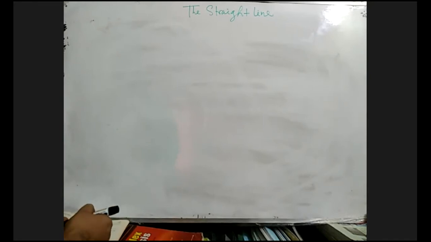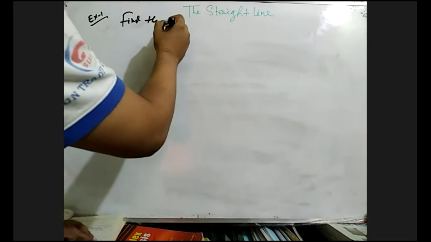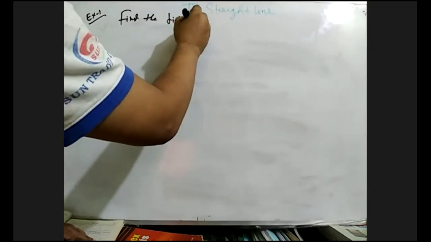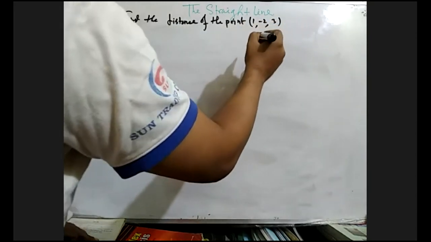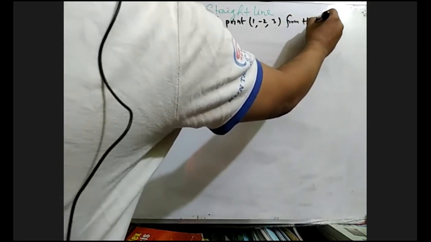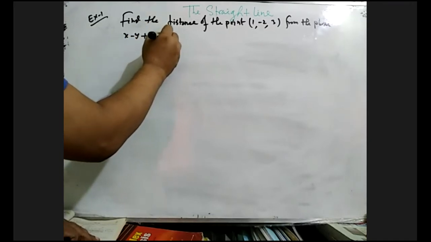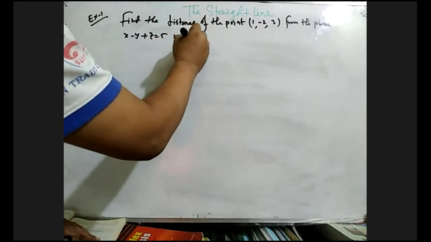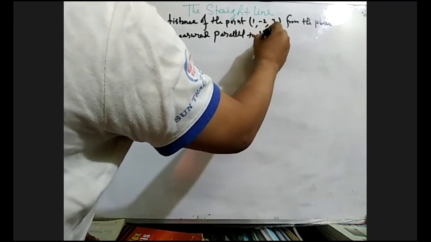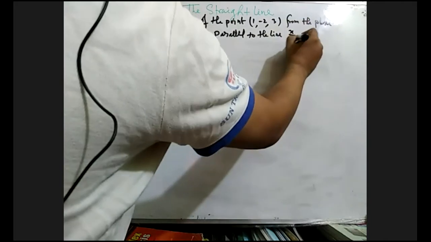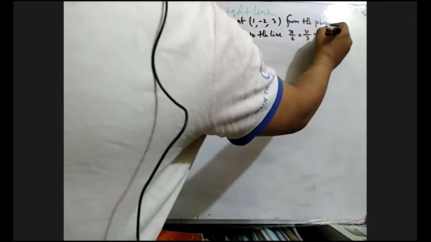Okay, first example. Example 1: find the distance of the point (1, -2, 3) from the plane x minus y plus z equals 5, measured parallel to the line x by 2 equals y by 3 equals z divided by minus 6.